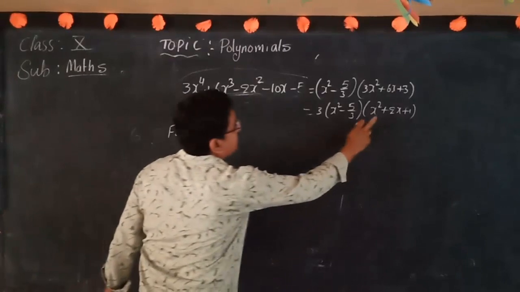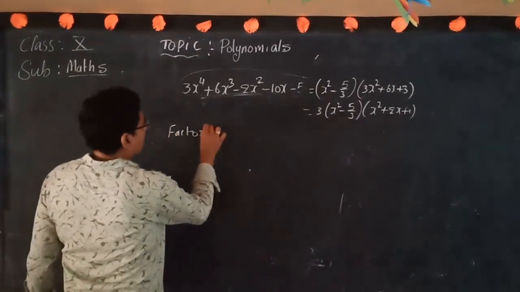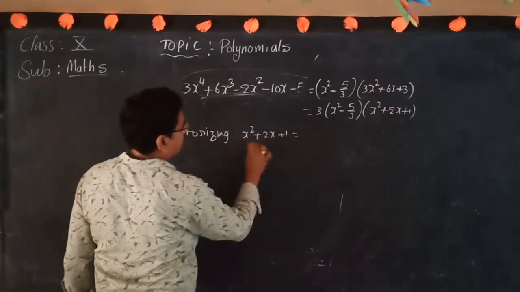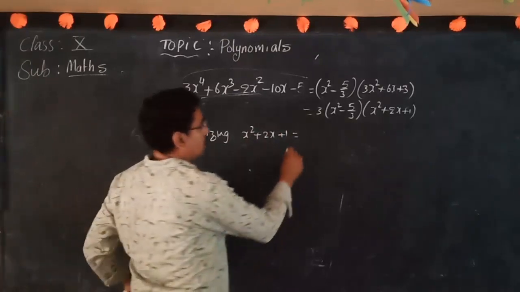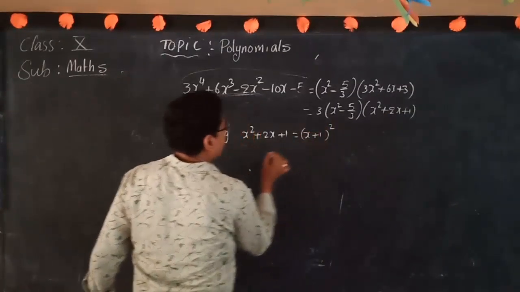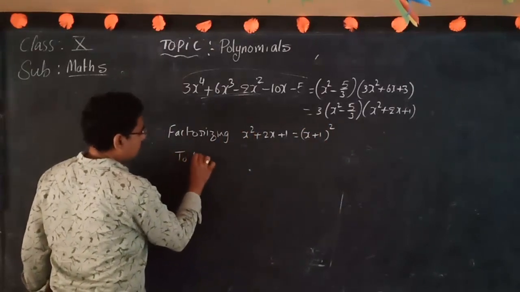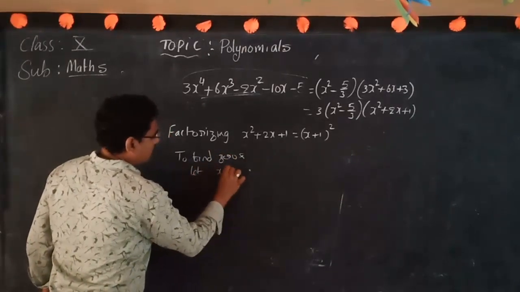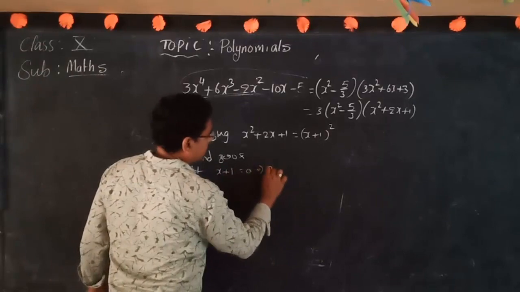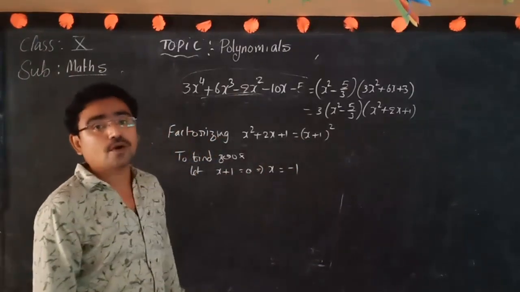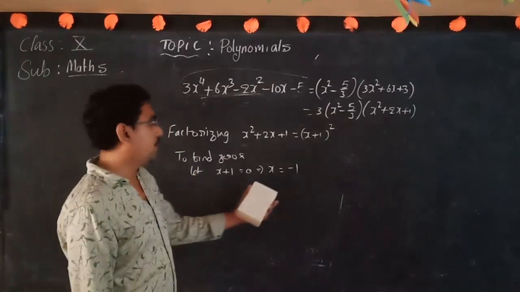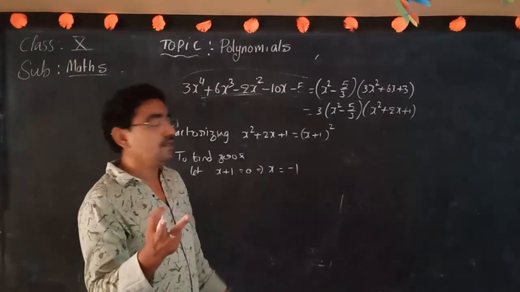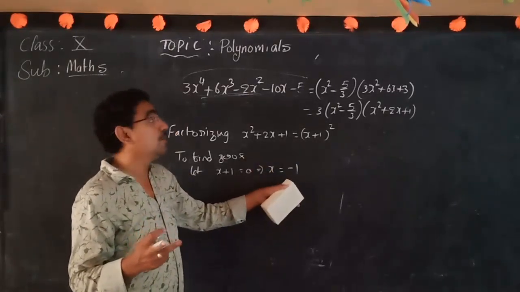Now, as I said, factorizing the quotient will give the other two zeros. Factorizing x square plus 2x plus 1: it is of the form a square plus 2ab plus b square, so you can write x plus 1 whole square. To find the zeros, let x plus 1 equal to 0. This implies x equals minus 1. For both factors, x plus 1 into x plus 1, x equals minus 1. So these are the equal zeros. So for the 4 zeros, one is minus 1, another one also minus 1. Totally how many zeros?